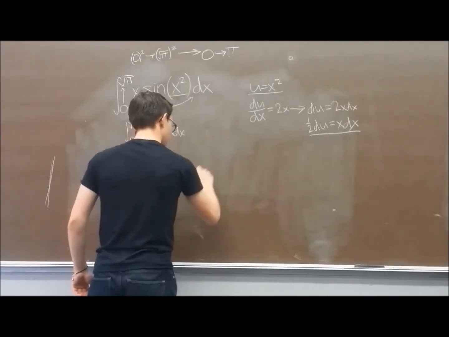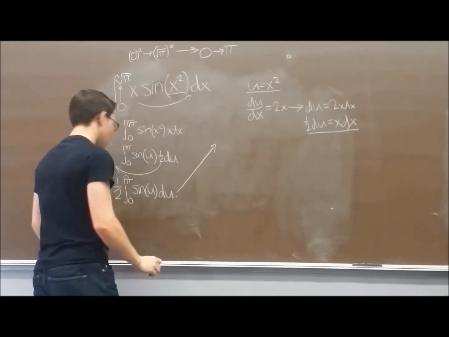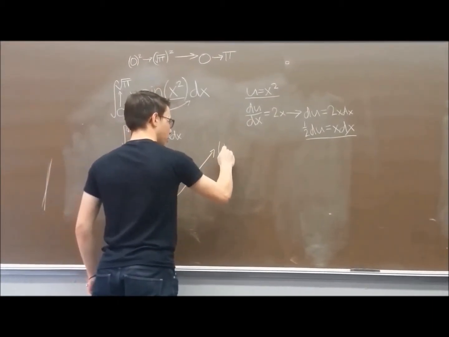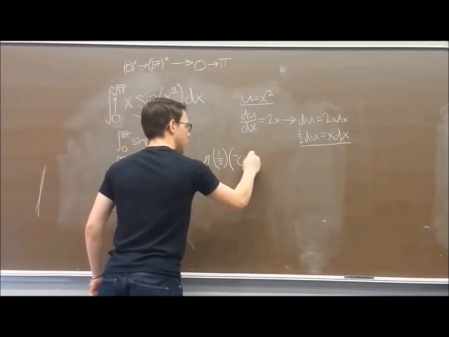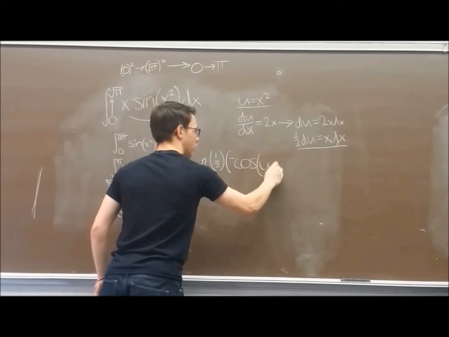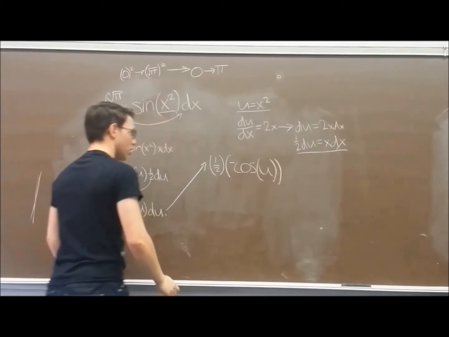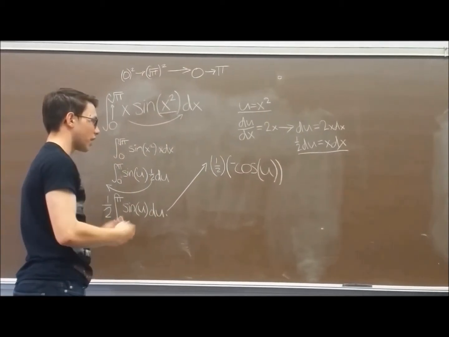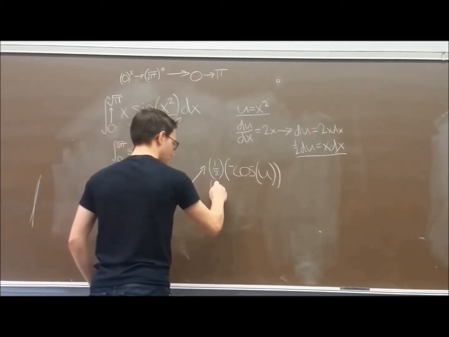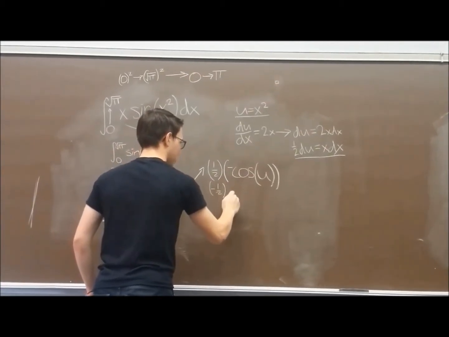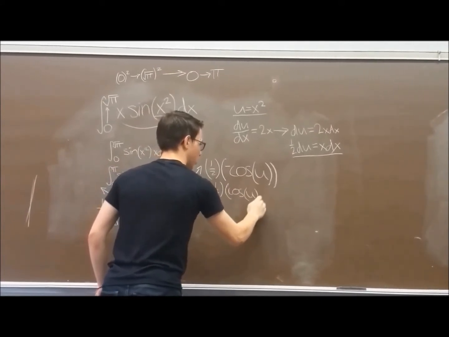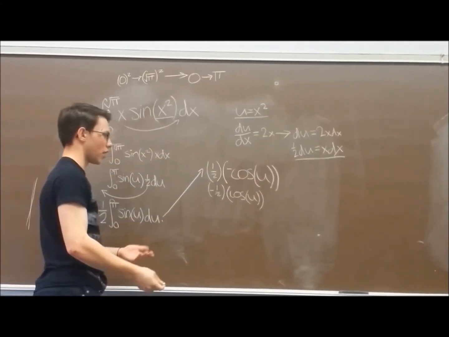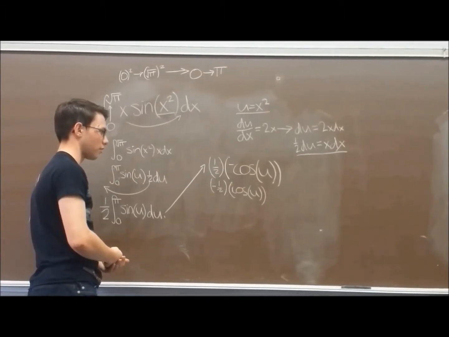So, the integral of this would be 1/2 of negative cosine u. Then to simplify it even further, we can take negative 1/2 of cosine u, which will just make it easier when we start plugging in other values later on.